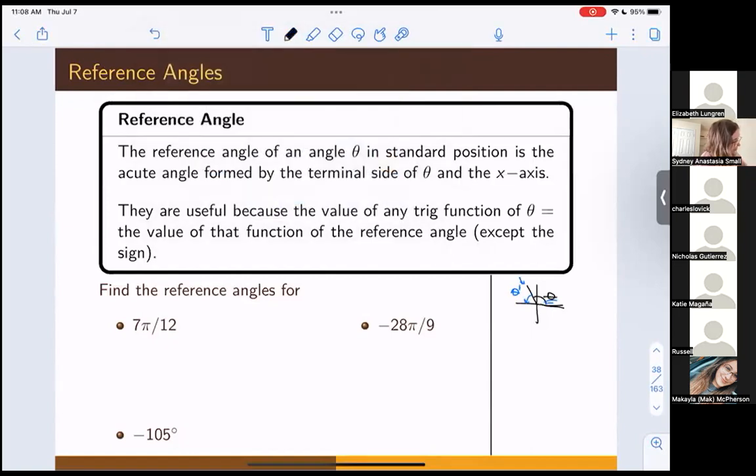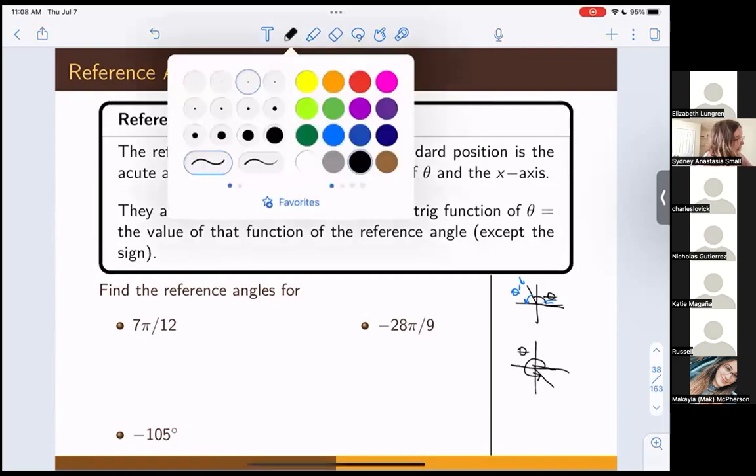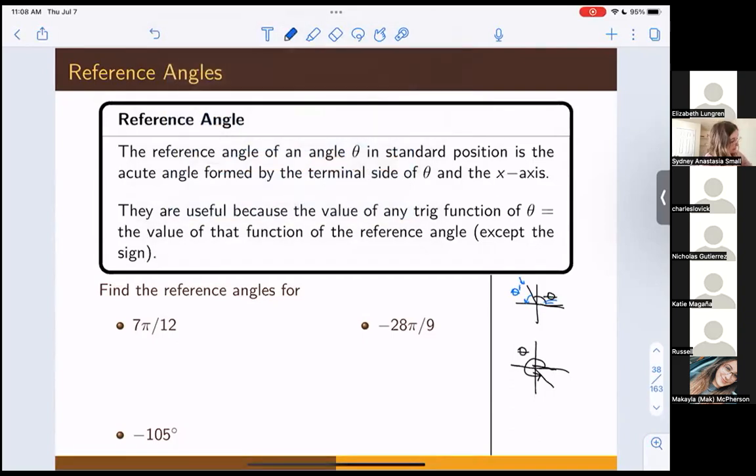As another example, let's consider this angle here. And let's say that this is theta. Let's say we went all the way around there to make theta. Our reference angle, theta prime, would be this guy here. We're taking the terminal side, forming it to the x-axis, and that is our reference angle.